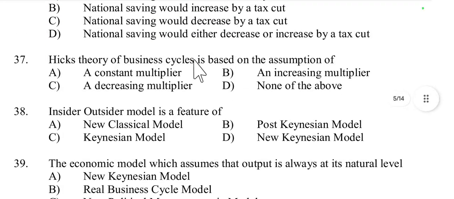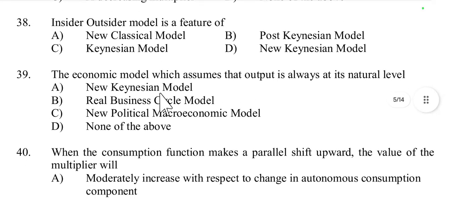Then question 37. Hicks theory of business cycles is based on the assumption of a constant multiplier, an increasing multiplier, a decreasing multiplier, or none. Hicks theory of business cycle is based on the assumption of a constant multiplier. Option A, because Hicks trade cycle model combines the Keynesian multiplier, assumed constant, with the accelerator principle, leading to the cyclical fluctuation.